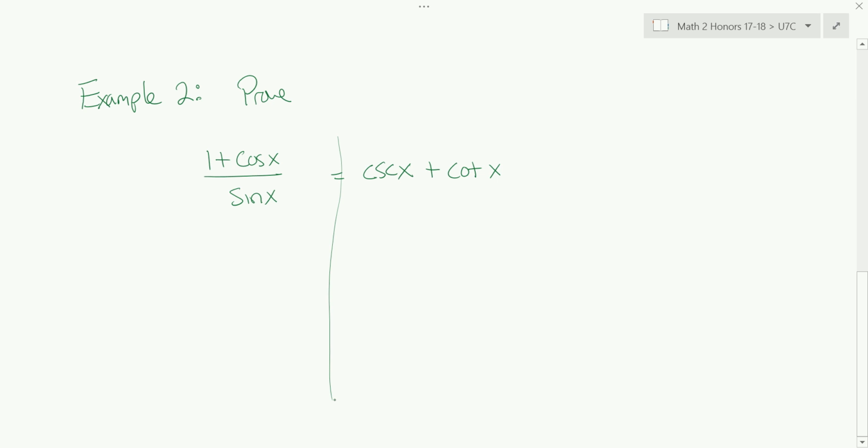You get to pick which side you want to work on. You can work on the left side first or on the right side first. Both are about the same difficulty. Both work. Let's vote. Which one you want to go for, left side or right side? Who says left side? Who says right side? Okay, right side wins. So right side, we can change the cosecant to 1 over sine.